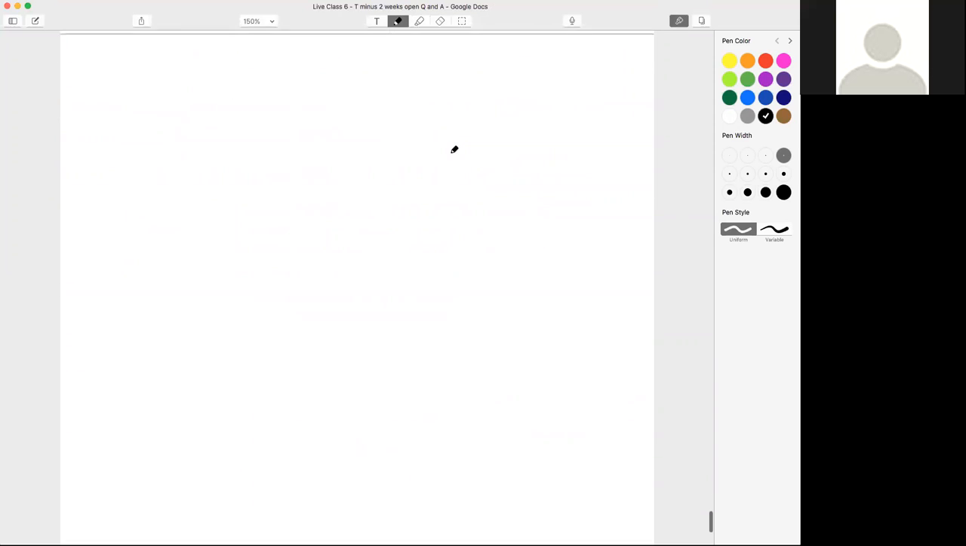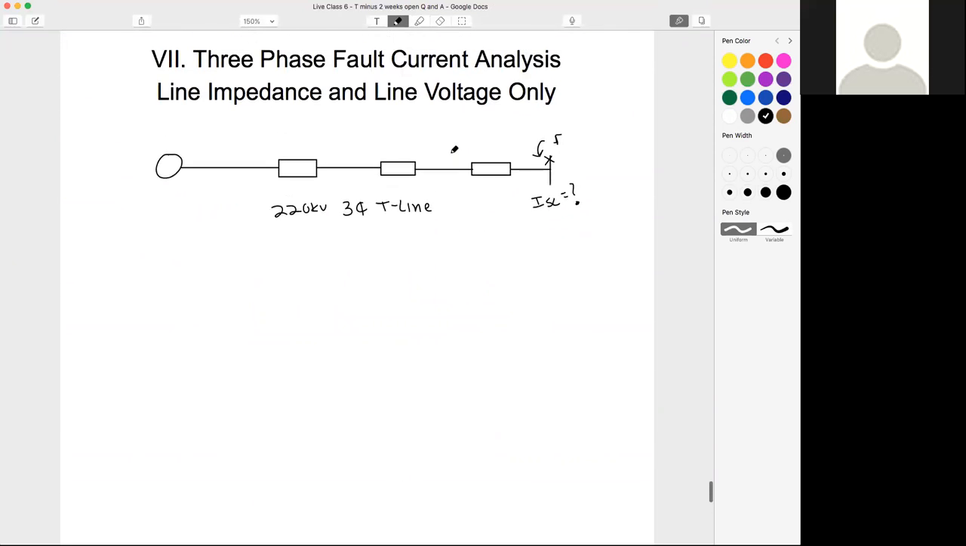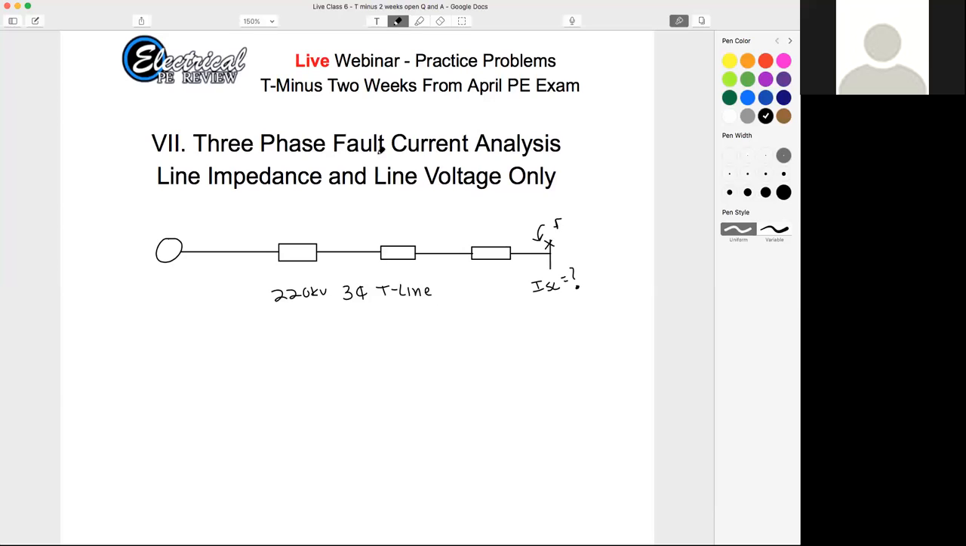All right. Well, I think that's the last one for tonight. Now, I put this one at the end because I wasn't sure if we were going to have time to get to it, and we have talked about it before, but it's come up from more than one person in emails. So let's say three-phase fault current analysis.